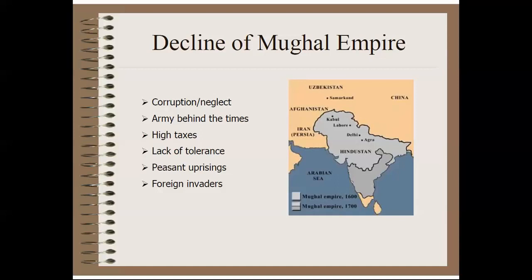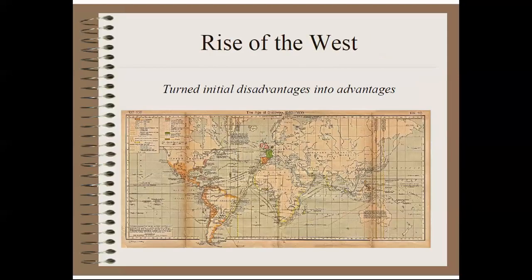There'll be corruption and neglect. One of Akbar's descendants, Aurangzeb, gets rid of the tolerance policies toward the Hindus, and a lot of the Hindus will welcome the British in at first, which was probably a mistake on their part. The army was behind the times. There were high taxes. There'll be peasant uprisings and foreign invaders.